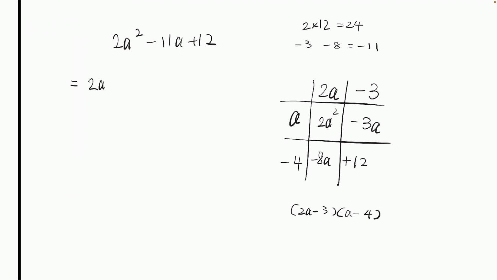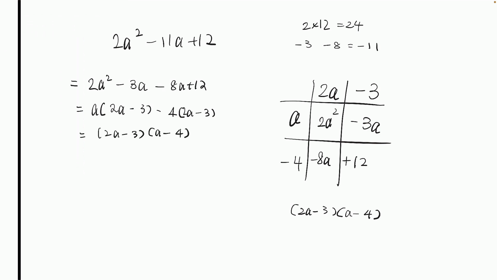Or we can just do it with what we have done just now: minus 3a minus 8a plus 12. So we got a, and then 2a minus 3, minus 4, 2a minus 3, like this. Therefore, we have 2a minus 3 times a minus 4 as the answer.